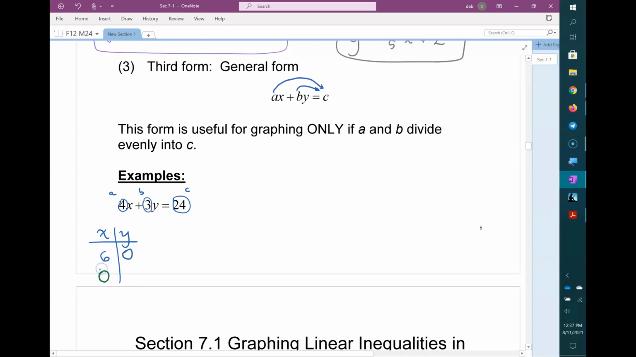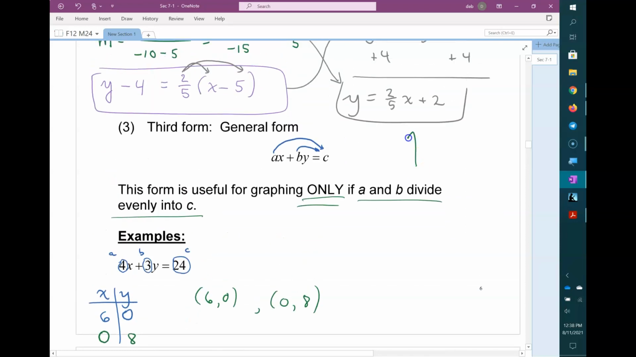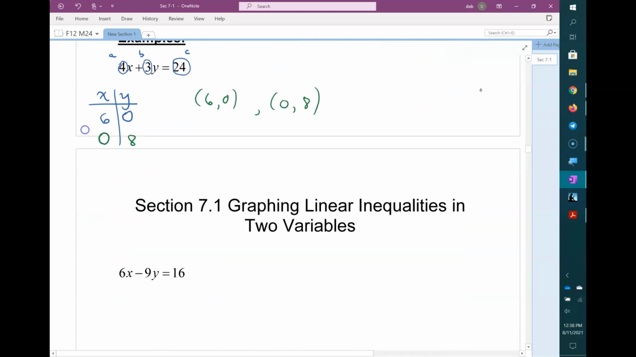So then when x is 0, I would cover up the 4x, because if x is 0, 4x is 0. And I can see that the y then will be 8. So I know that the points (6, 0) and (0, 8) are on my line, and I only need 2 points to accurately graph a line. So you can see that this would be a really quick way of graphing lines, but it only works if a and b divide evenly into c. Otherwise, you need to go back to slope-intercept form.